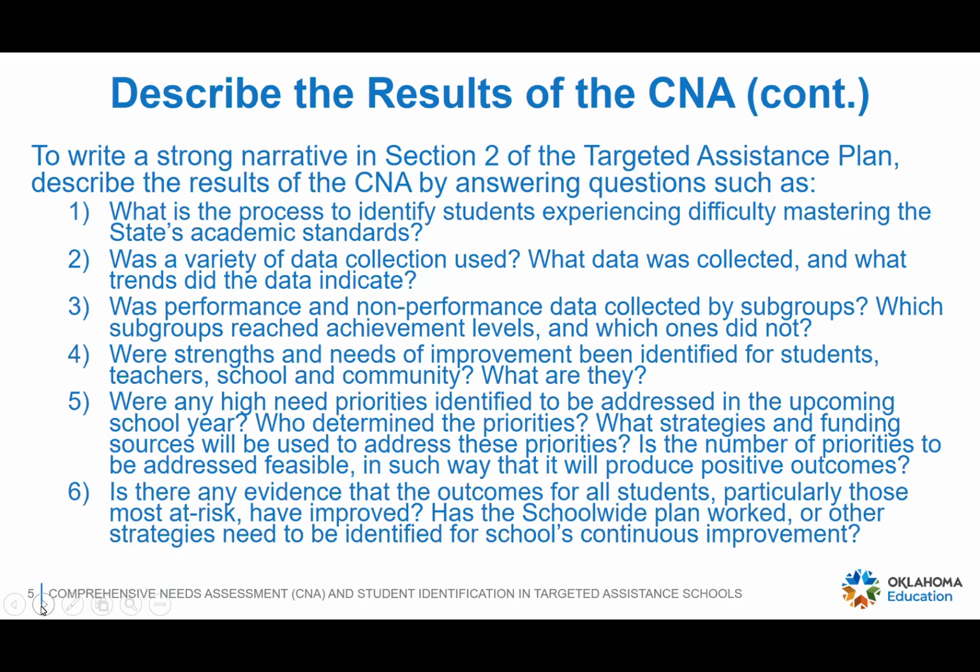What are they? Were any high priorities identified to be addressed in the upcoming school year? Who determined the priorities? What strategies and funding sources will be used to address these priorities? Is the number of priorities to be addressed feasible in such a way that it will produce positive outcomes? Is there any evidence that the outcomes for all students, particularly those most at risk, have improved? Has the targeted assistance plan worked, or do other strategies need to be identified in schools' continuous improvement?